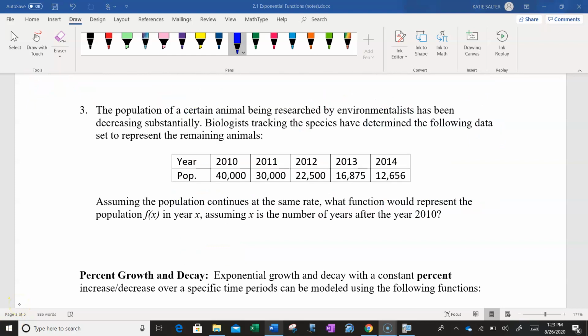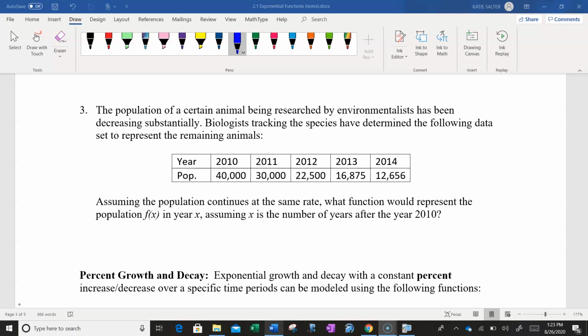So the next problem: a population of a certain animal is being researched by environmentalists and has been decreasing substantially. Biologists tracking the species have determined the following data set to represent the remaining animals. Assuming the population continues at the same rate, what function would represent the population f of x in year x, assuming x is the number of years since 2010?